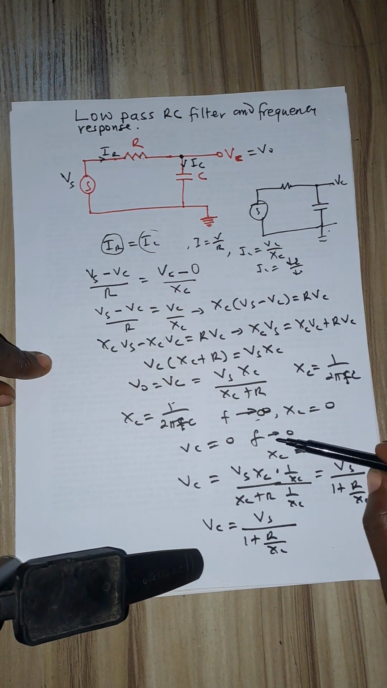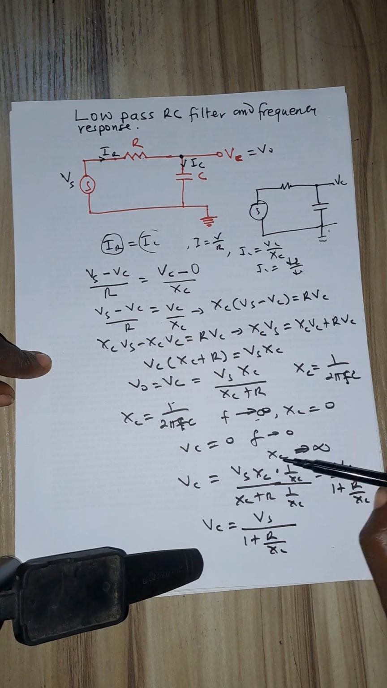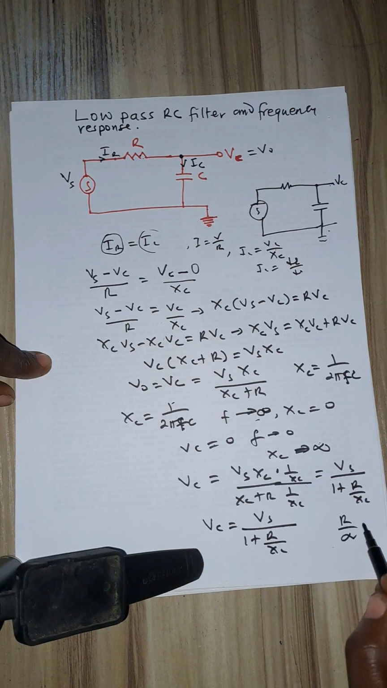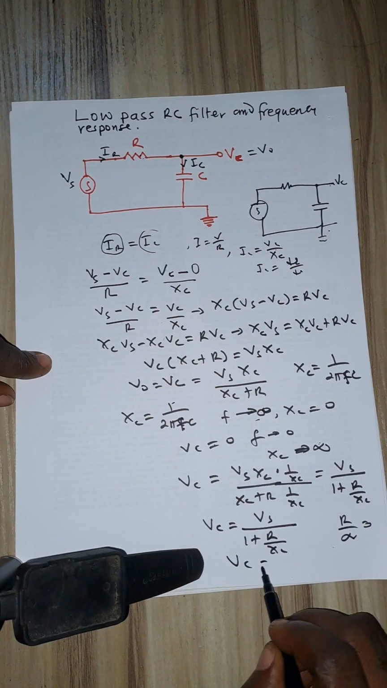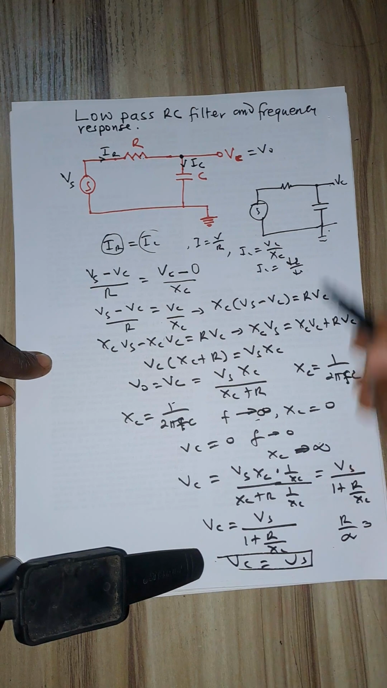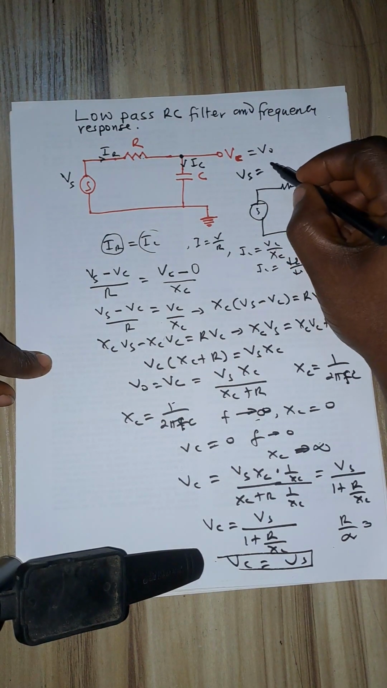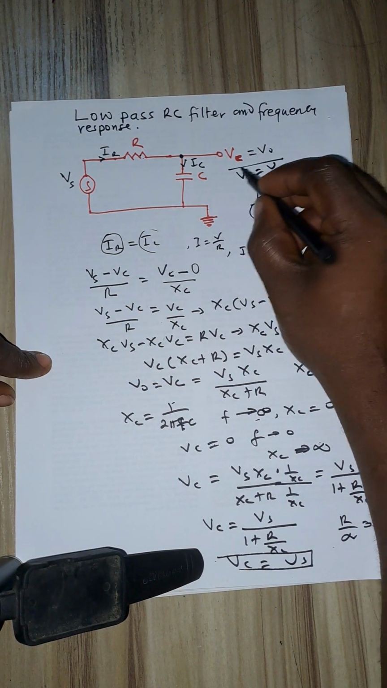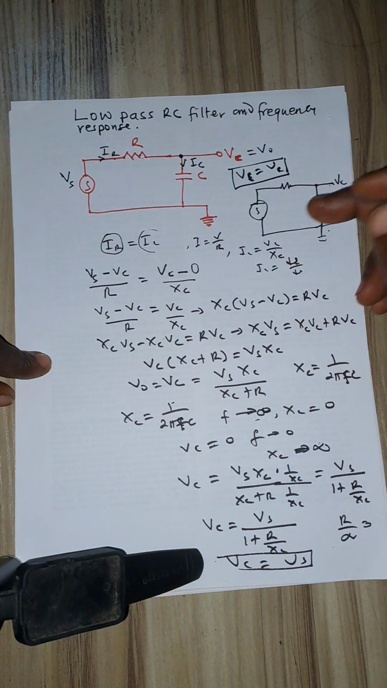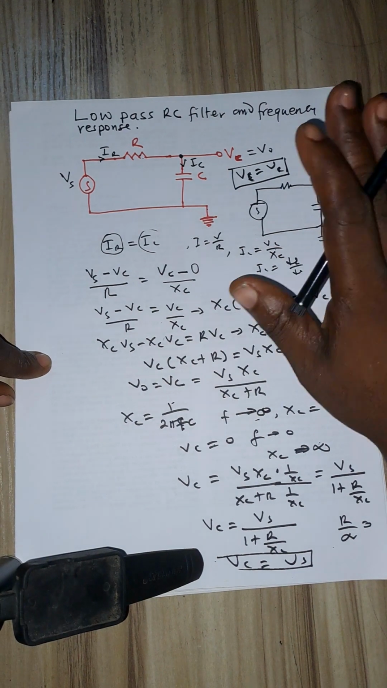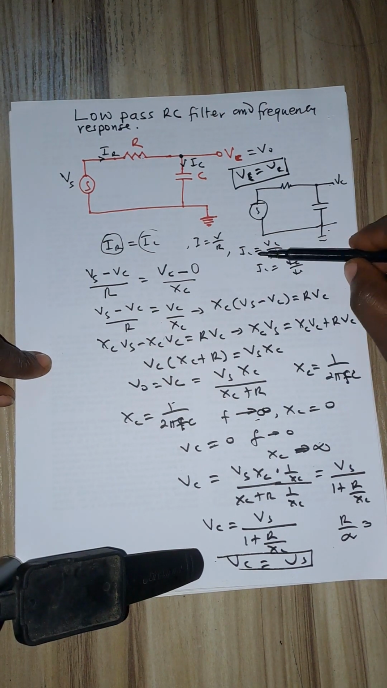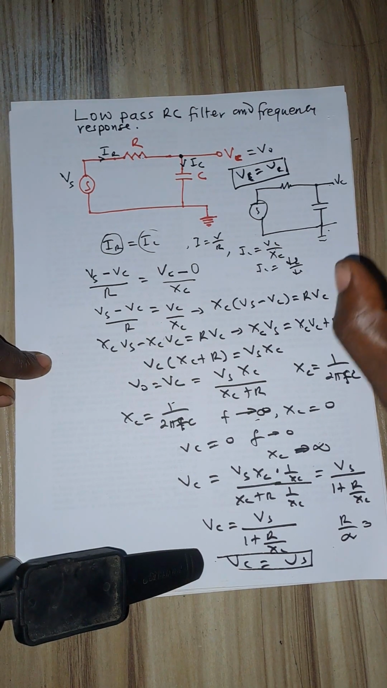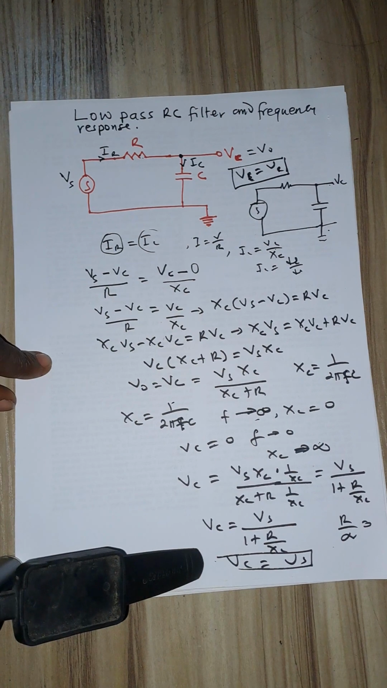So if f is very small, Xc is very large. If it tends to infinity, R over infinity is 0. So this whole thing reduces to Vc equals Vs. Vc equals Vs means that there is an output voltage for low frequency signals. So this is actually a low pass filter. It allows the passage of low frequencies and blocks high frequencies. Thank you very much.